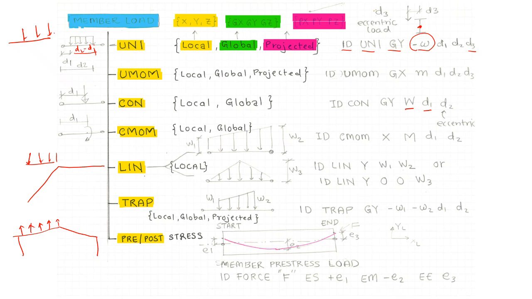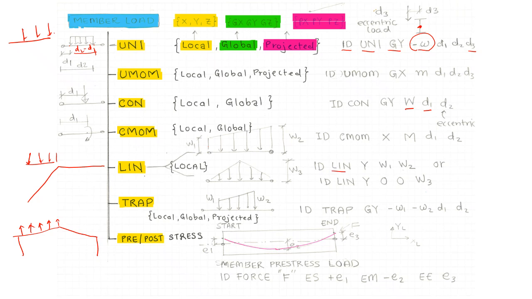That is the difference between uni and linear. In uni, we give the starting distance D1 and where it stops, D2. But in linear, we don't have to give the distances D1, D2. We have to tell what the load is at the beginning and what the load is at the end, W1, W2, and along which direction.